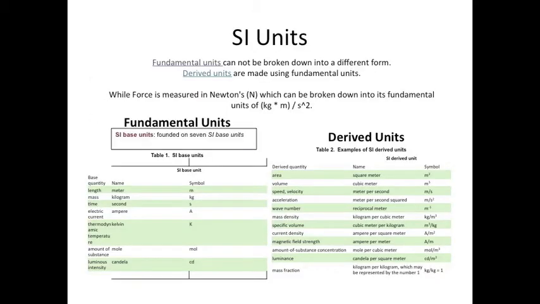SI units are fundamental units and derived units. Fundamental units cannot be broken down into a different form. Derived units are made using fundamental units, and below are some examples.